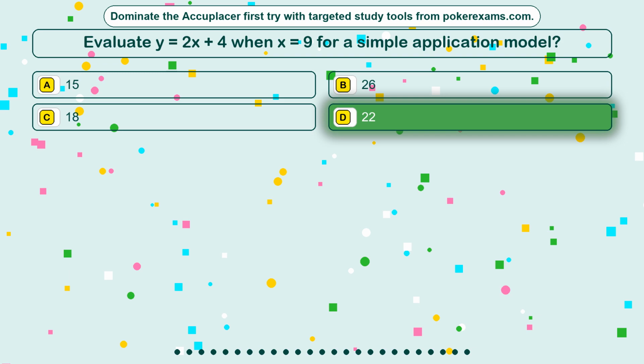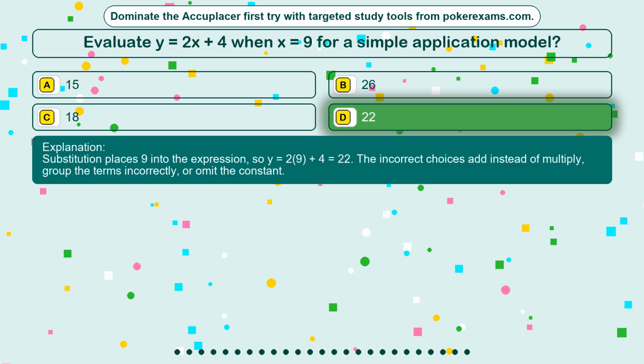The correct answer is option D, 22. Substitution places 9 into the expression, so y = 2(9) + 4 = 22. The incorrect choices add instead of multiply, group the terms incorrectly, or omit the constant.